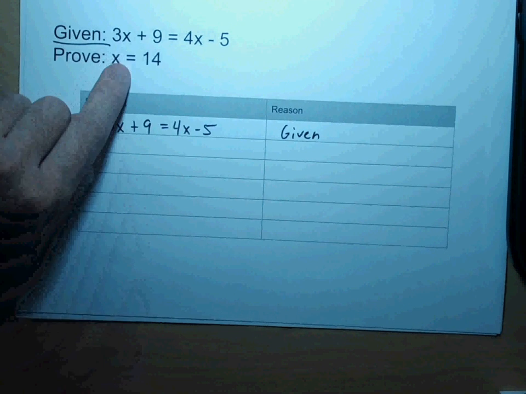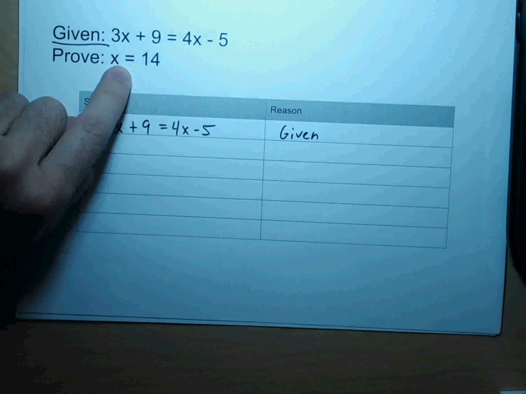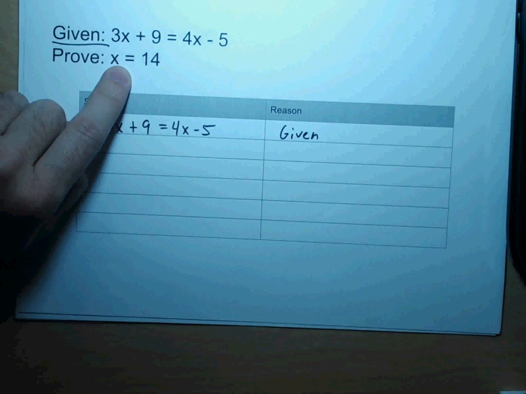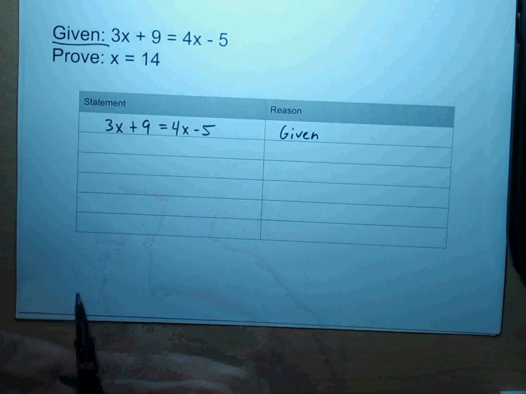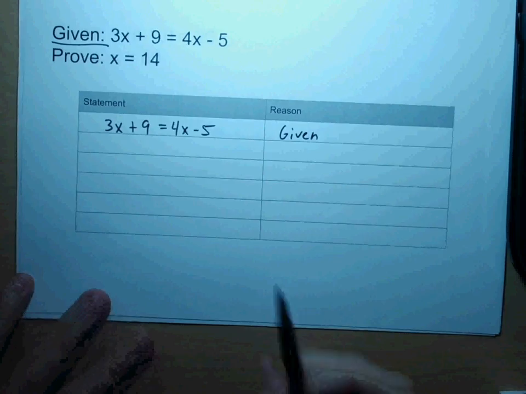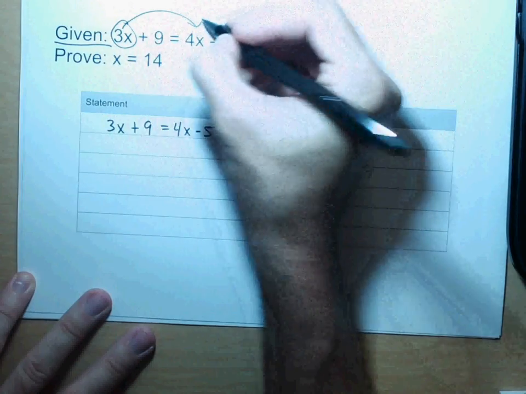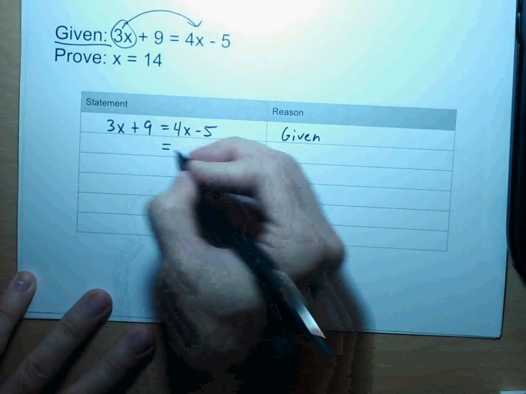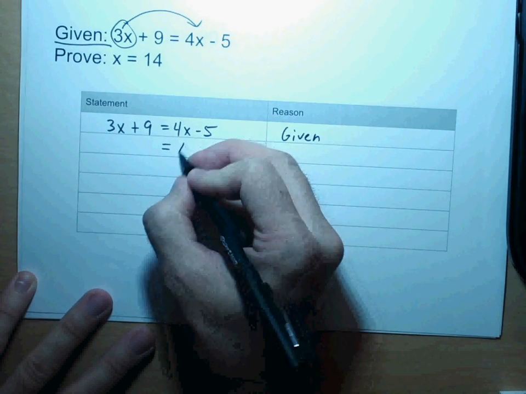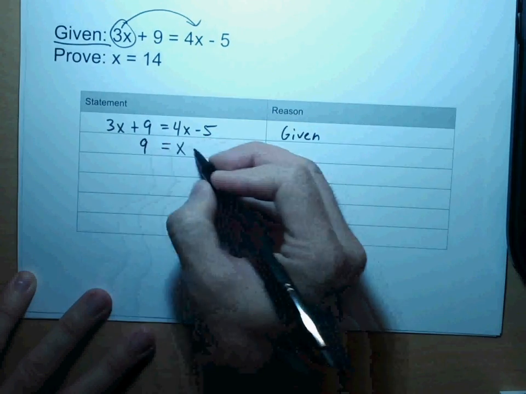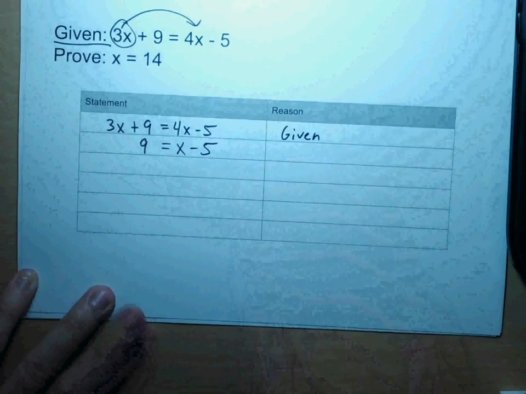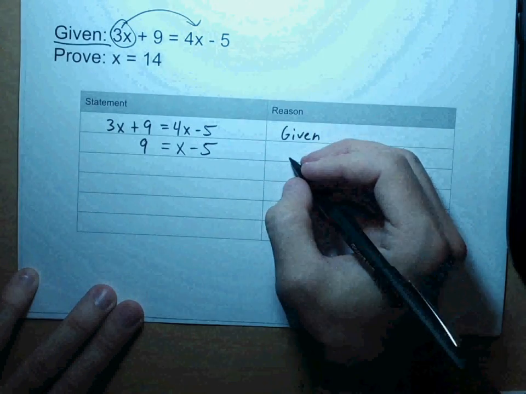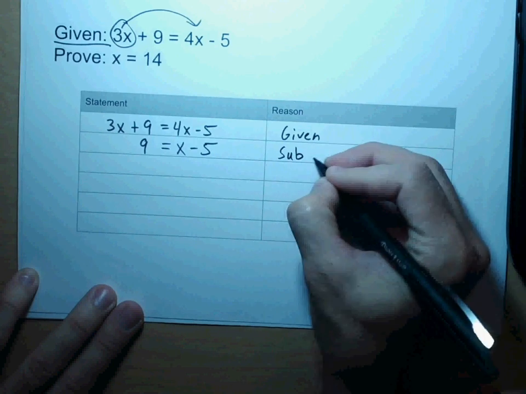And it tells you you're trying to prove the answer. So you already know the answer. You really don't have to do the math behind it because you know it's there, but you need the middle parts. So I'm going to subtract the 3x to the other side, which gives me 4x minus 3x is x, leaving me with 9 and x minus 5. So I subtracted the 3 over, so subtraction property.